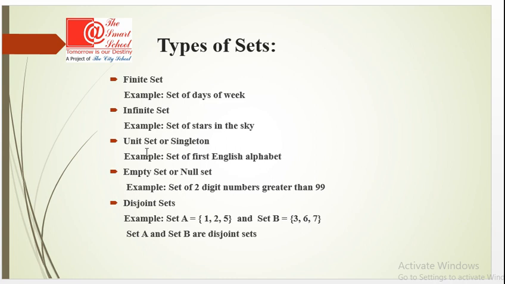Now the next is unit set or singleton. This set has only one element in it. For example, the set of the first English alphabet. Obviously the first English alphabet is just one, the A. So it has only one element in it.